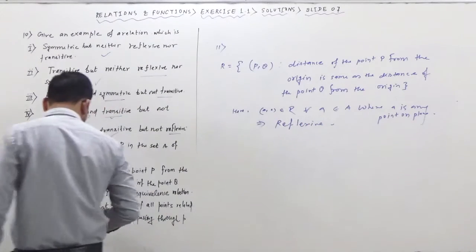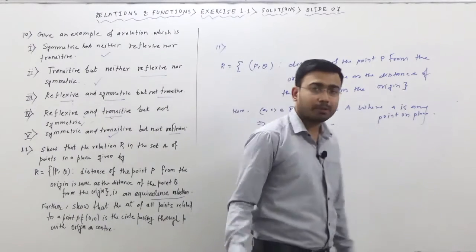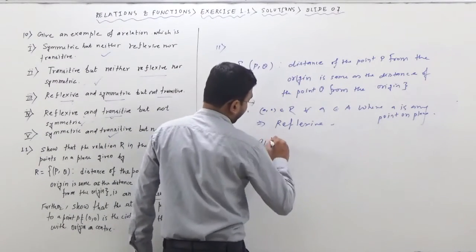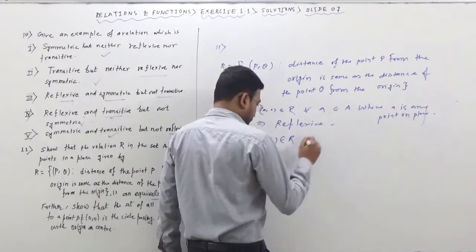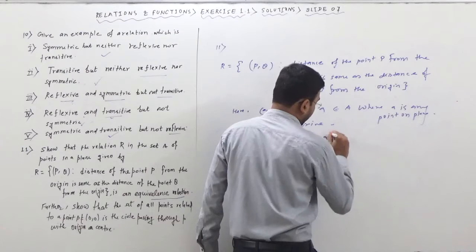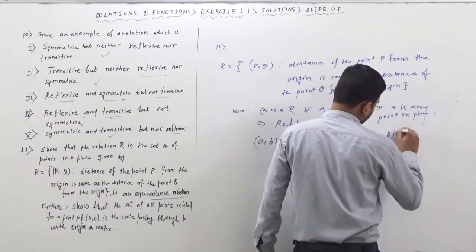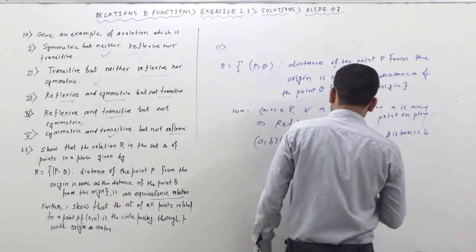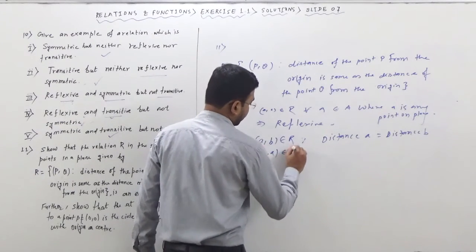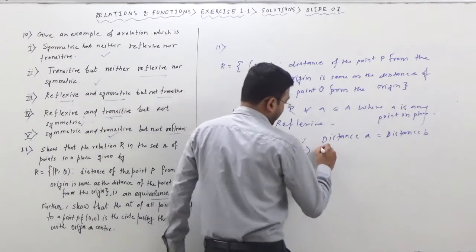Now as we have to prove this is an equivalence relation, first we prove it is a reflexive relation, then we prove it for symmetric relation. So A comma B belongs to R, since distance A is equal to distance B. So here A comma B belongs to R, then B comma A also belongs to R, of course. 10, 10, then 10, 10, yes. So this is a symmetric relation.